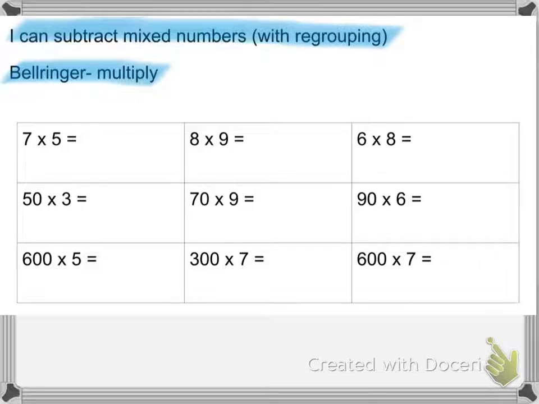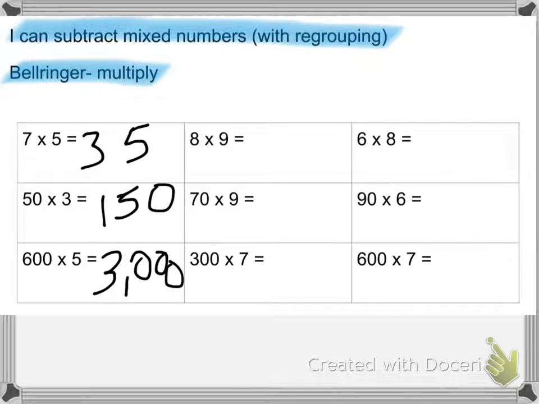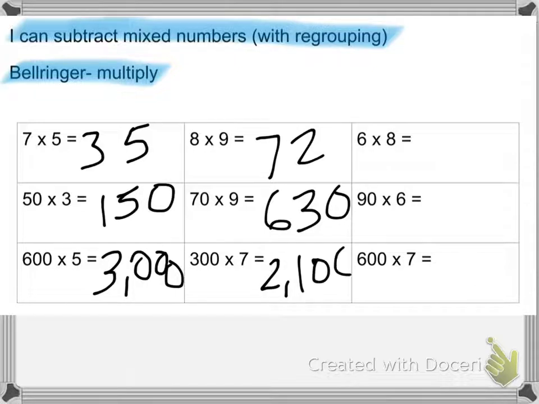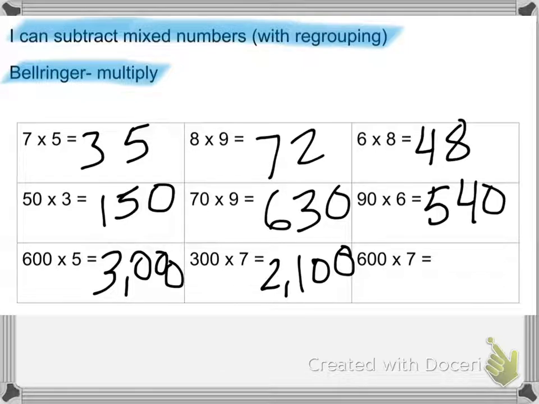Alright, 7 times 5 is 35. 50 times 3 is 150. 600 times 5 is 3,000. 8 times 9 is 72. 70 times 9 is 630. 300 times 7 is 2,100. 6 times 8 is 48. 90 times 6 is 540. 600 times 7 equals 4,200.